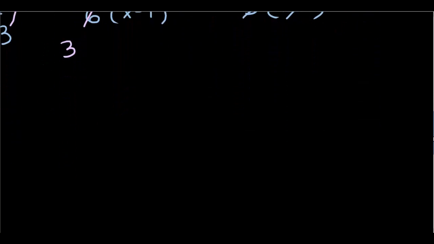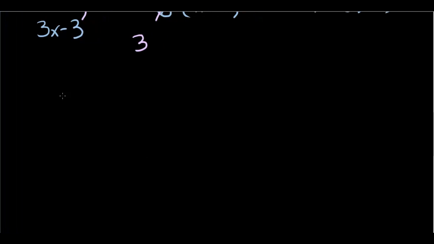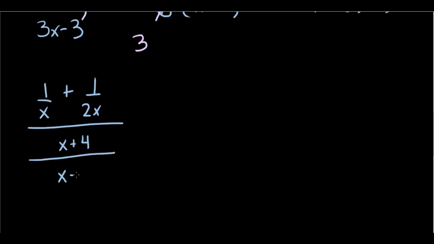Let's try one more. Actually, two more. The next one is a little bit more difficult. You have 1 over x plus 1 over 2x over x plus 4 over x minus 2. So what we're going to do, first we're going to solve this one. What is the common denominator amongst these two? We have x and 2x. Well, the common denominator is going to be 2x. So what do I have to do to the first one? Well, I need to multiply it by 2 over 2.